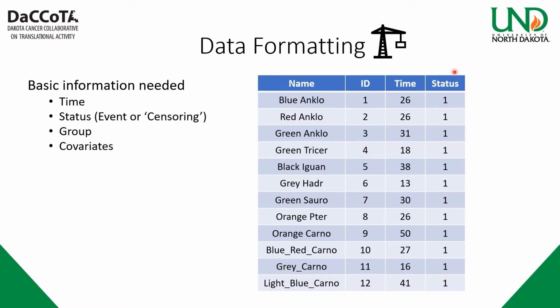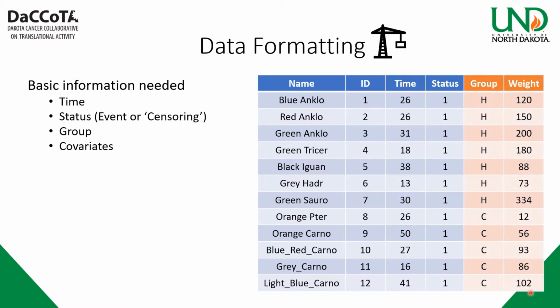And then if you're doing any sort of Cox regression, you want to look at factors, you're going to need covariates. So in this example here, I've made up a group of herbivore, carnivore, and then a fictional sort of weighting system. So it would look something like this.